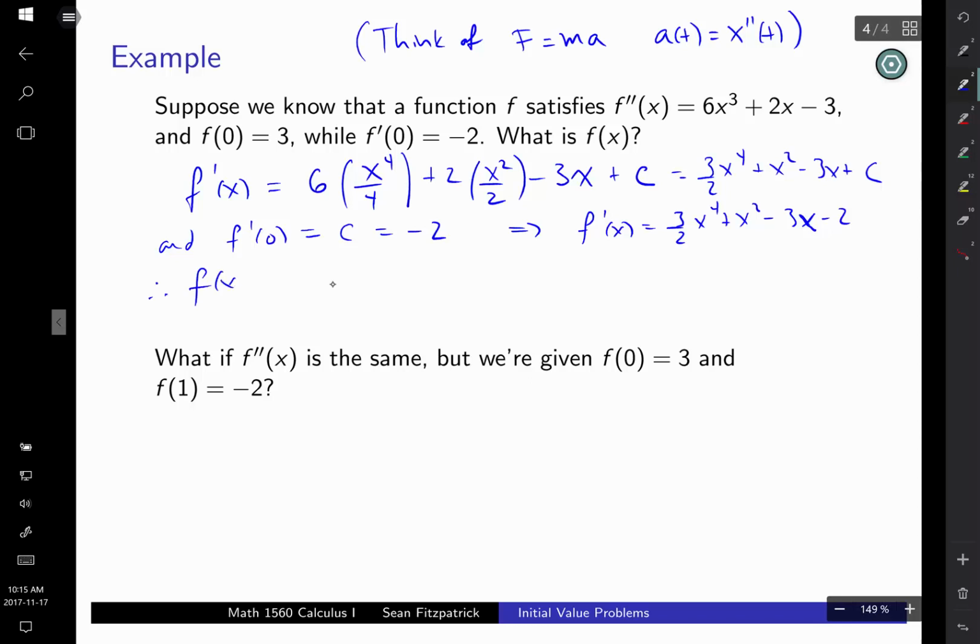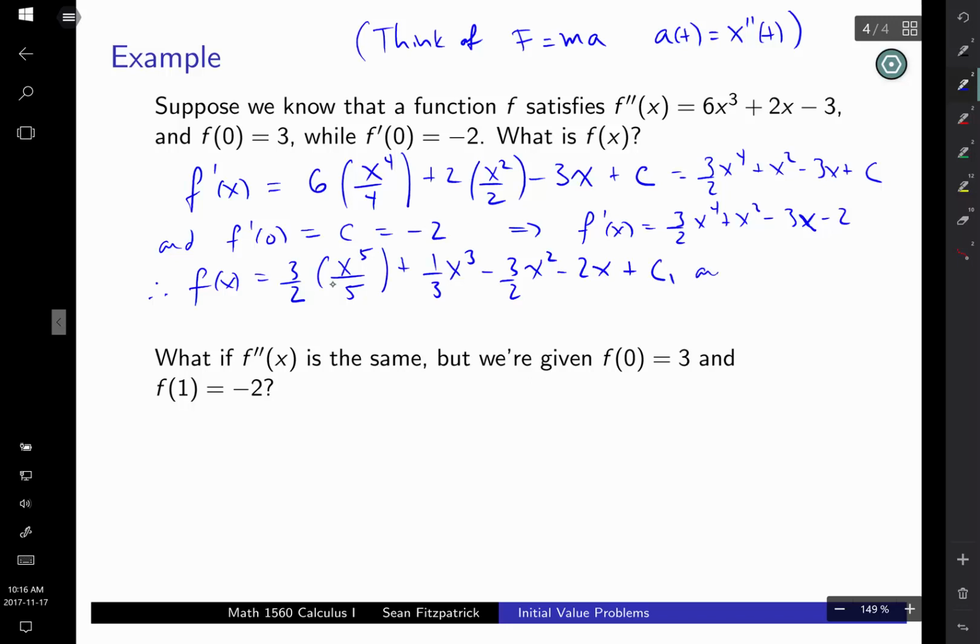So what's f of x? 3 over 2. I do the antiderivative for x to the 4, so I add 1. That gives me 5. Divide by 5. And then for x squared, it's 1 over 3 x cubed. And then 3 over 2 x squared minus 2x plus another constant. And, well, I shouldn't call this constant c as well, because it might be different from the one that we had above. Let's call this one c1.